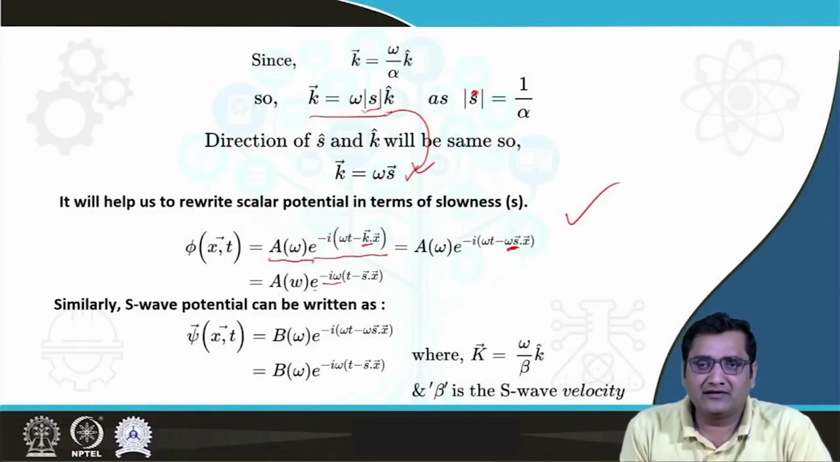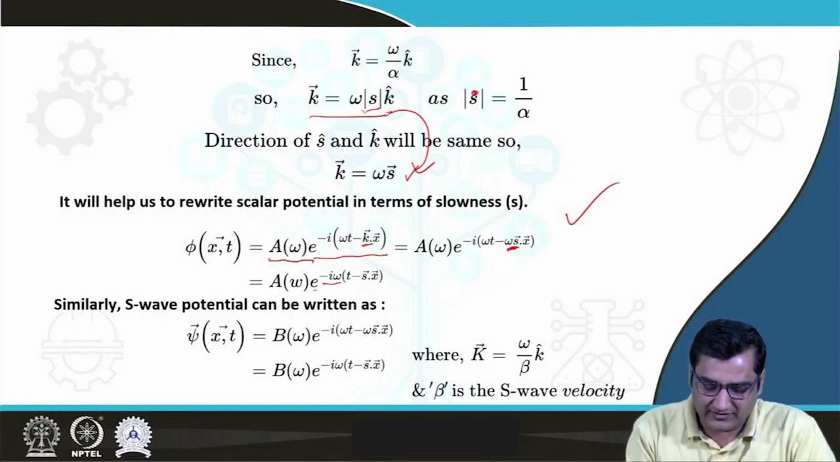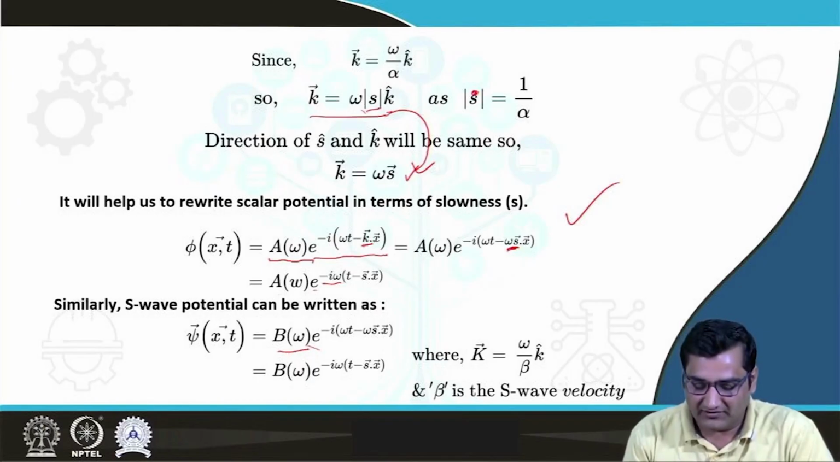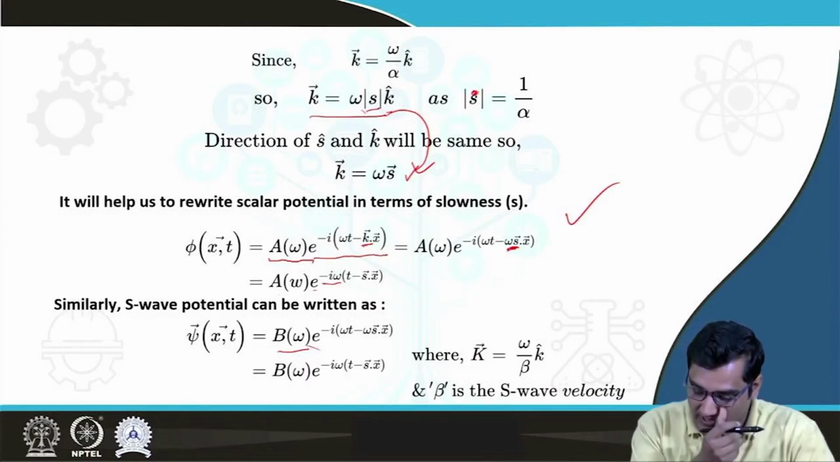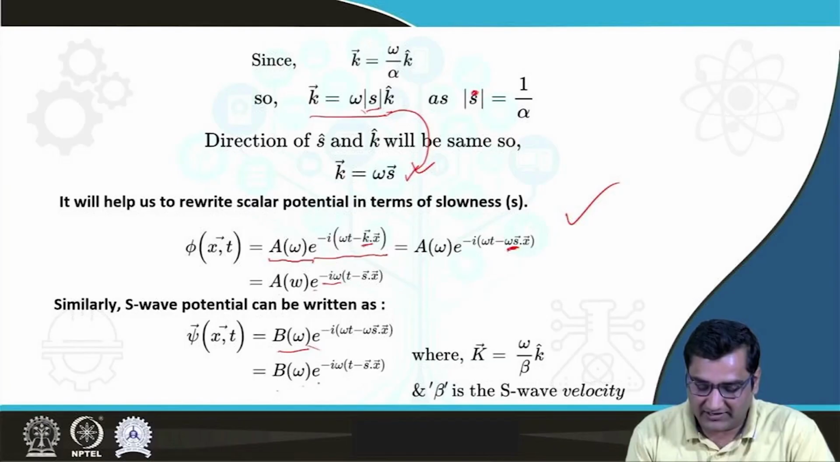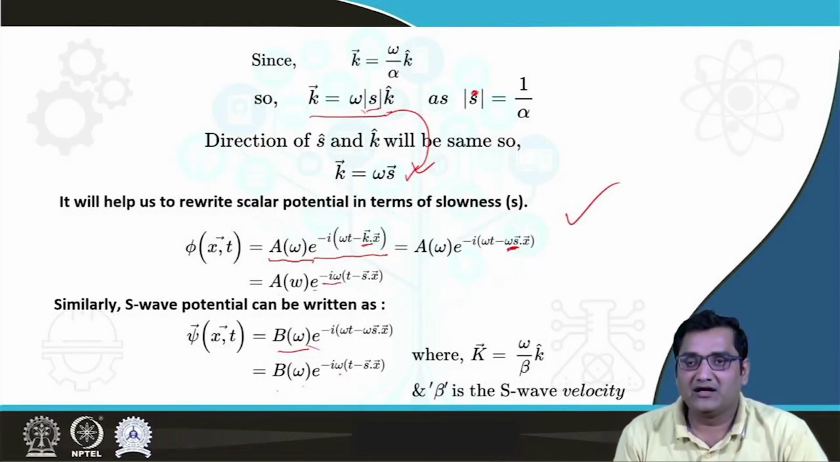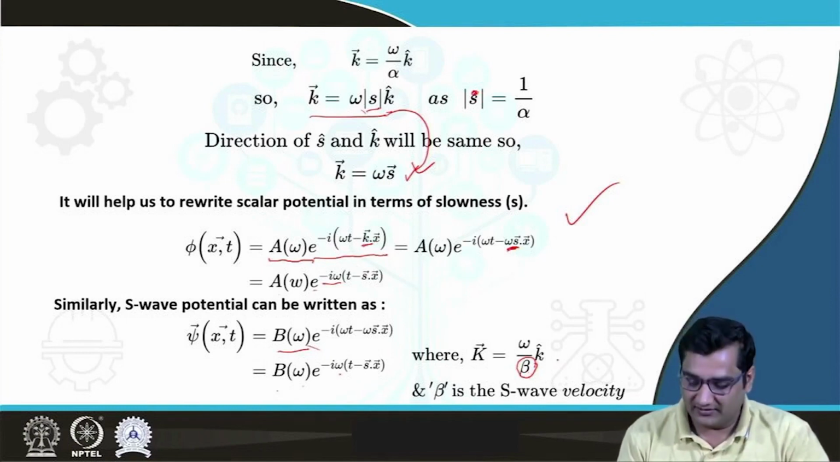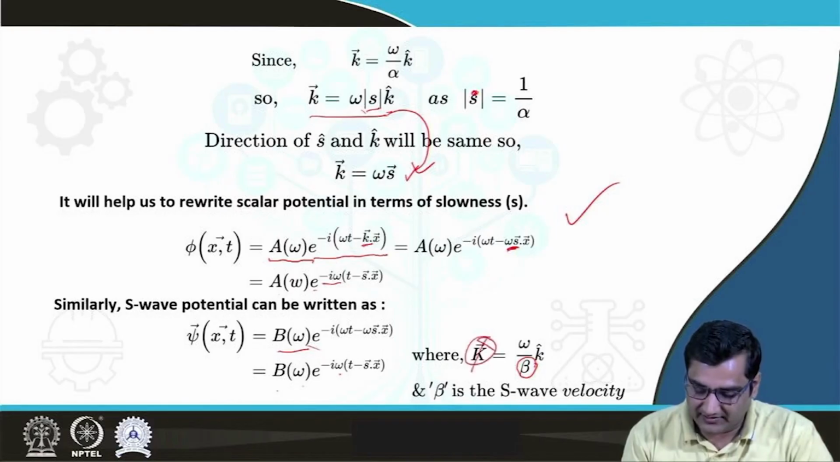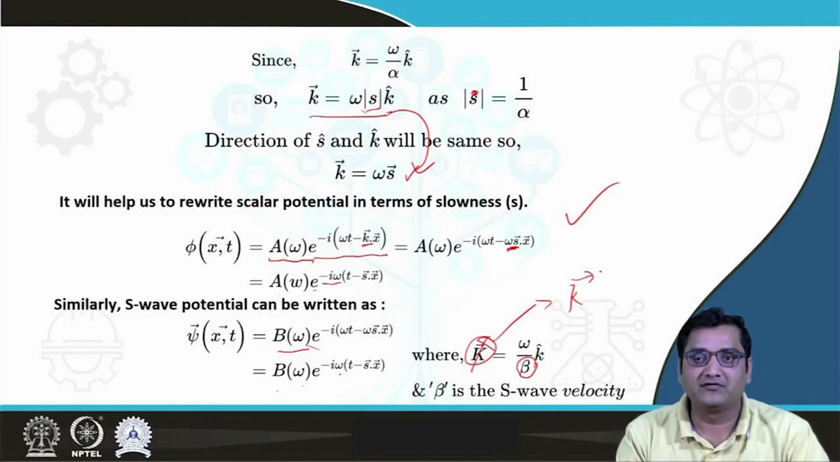So similarly we can write the equation for the S wave. The S wave potential can be written as psi vector of x vector comma t, where x is the position vector, that will be equal to B(omega), the amplitude of the shear wave, which is a function of omega. This is basically the same thing as previously, that will be e to the power minus iota (omega t minus omega s vector dot x vector). If we take omega common, it will become B(omega) e to the power minus iota omega (t minus s vector dot x vector), and here this k vector will be equal to omega by beta. So here instead of alpha we are taking beta because we are talking about the shear wave. This beta is the shear wave velocity into k cap. This should be basically a small k vector instead of a capital K vector.